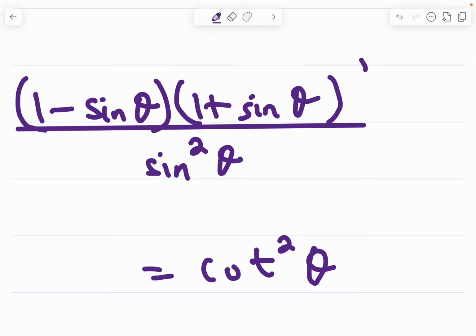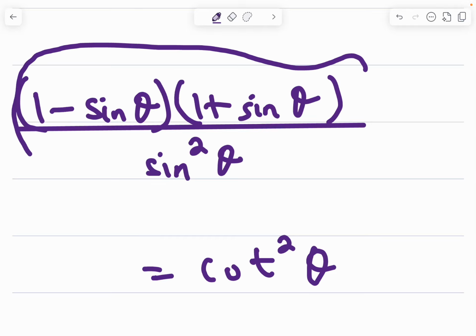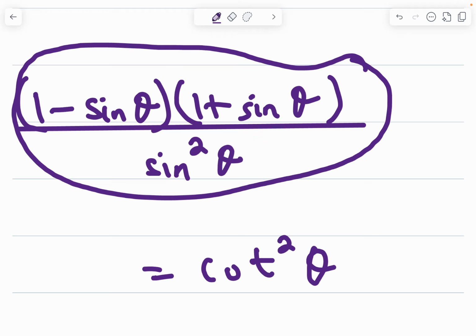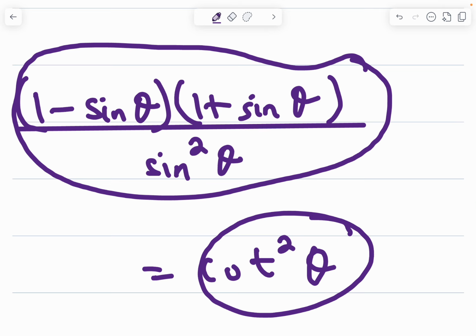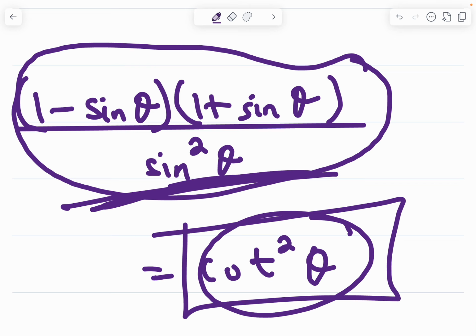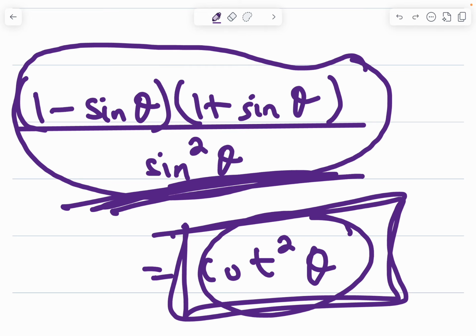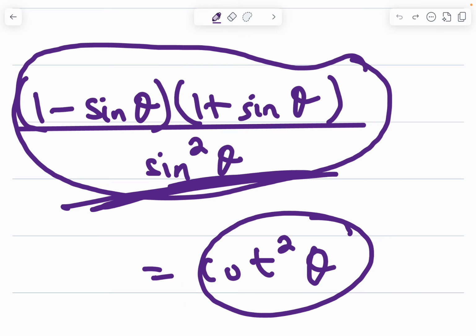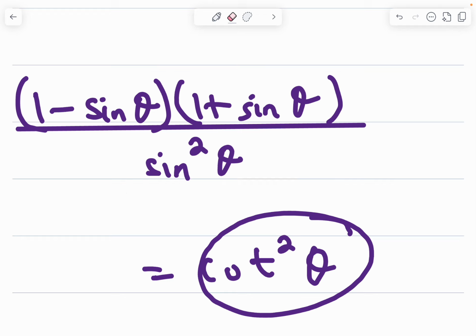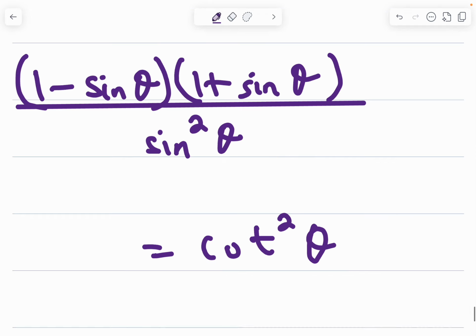We want to prove that 1 minus sine theta times 1 plus sine theta over sine square theta is equal to cot square theta. We can either prove that the left hand side is equal to the right hand side, or that the right hand side is equal to the left hand side. So let's see, I am going to prove that the left hand side is equal to the right hand side.